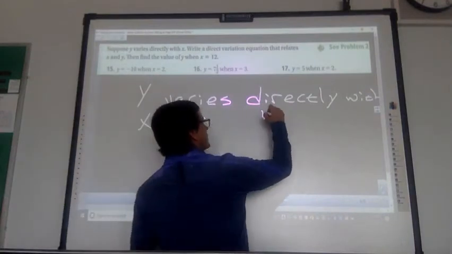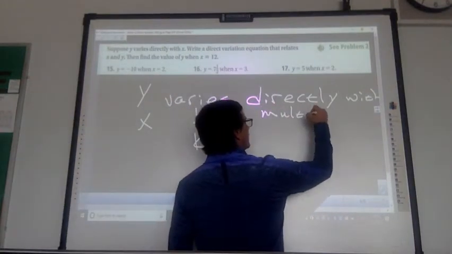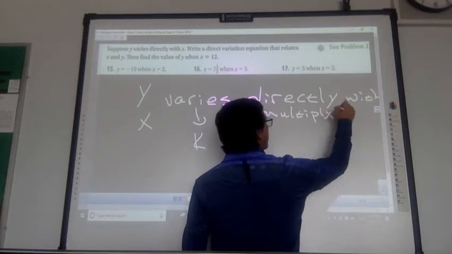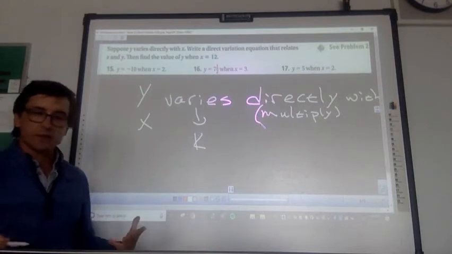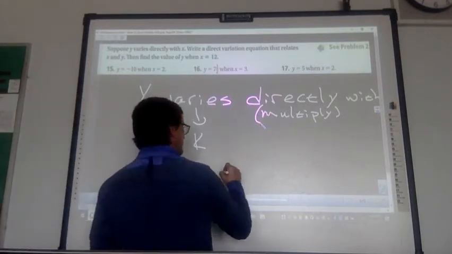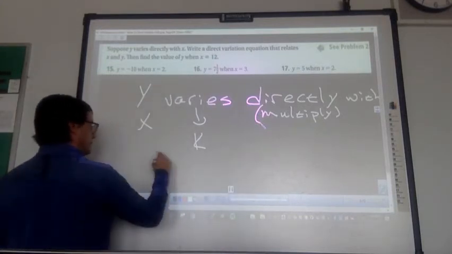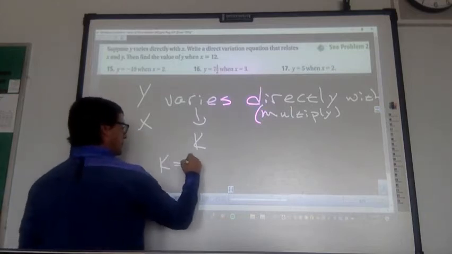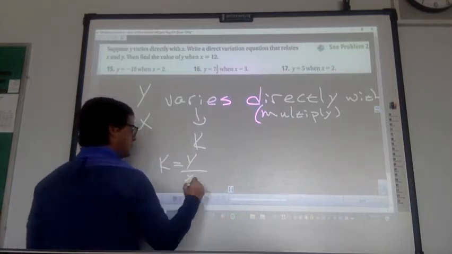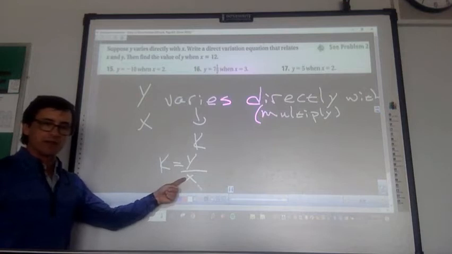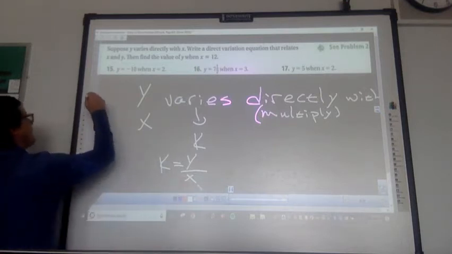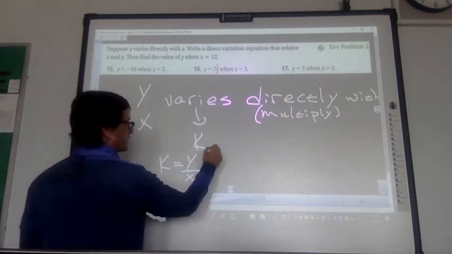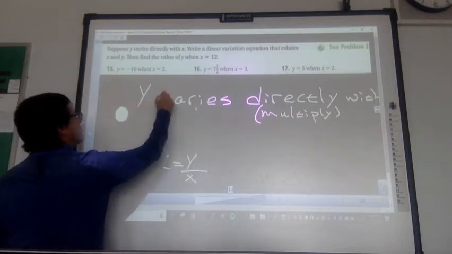So directly means multiply, as we said before. Varies means k. So if I'm solving this kind of problem, what I want to do is use this k equals y over x. We're going to make a proportion. So if I'm writing steps, I'm going to erase this up here. So hopefully you got it.